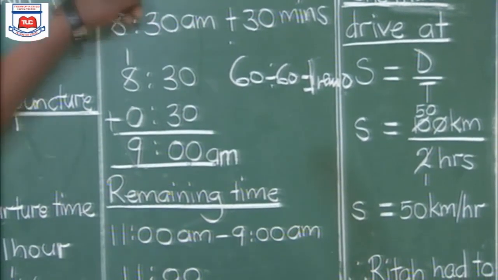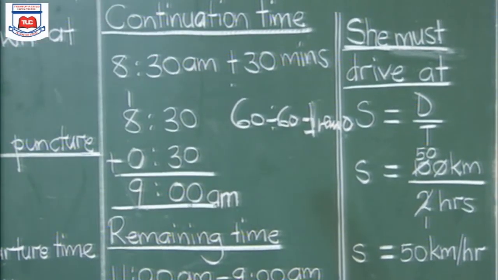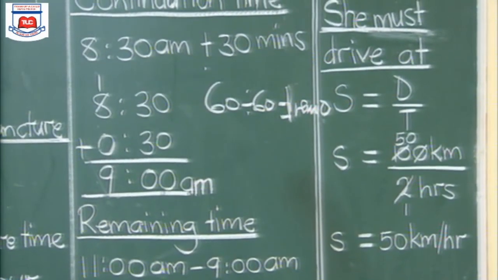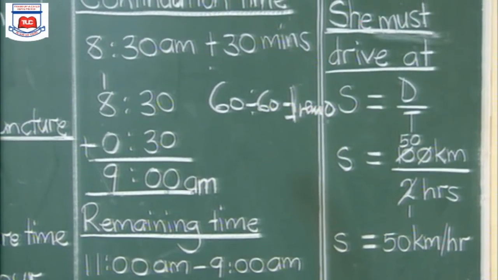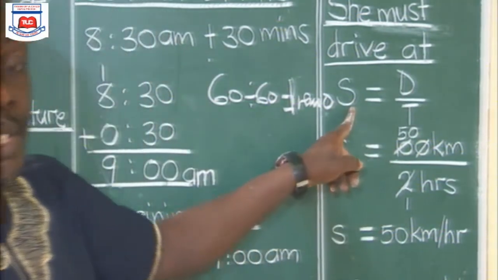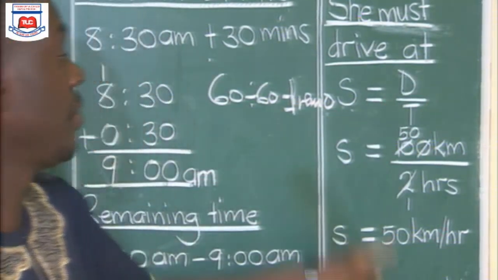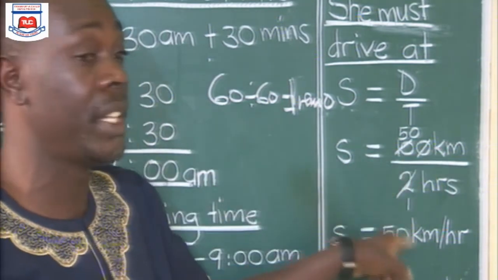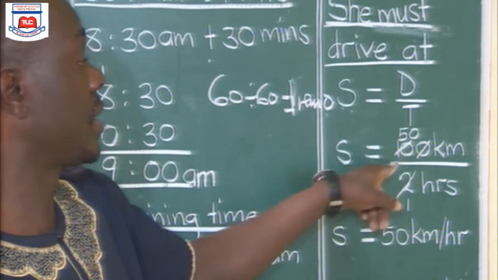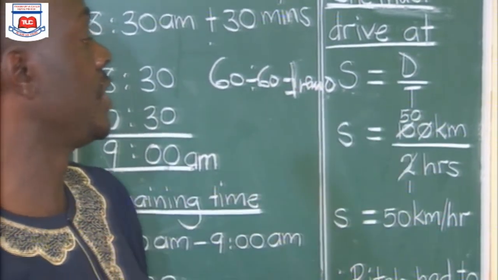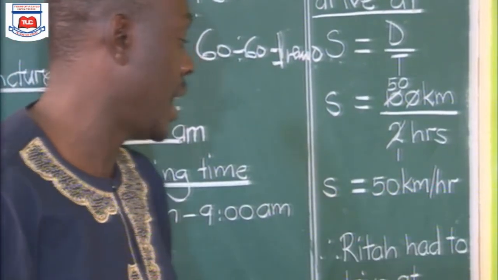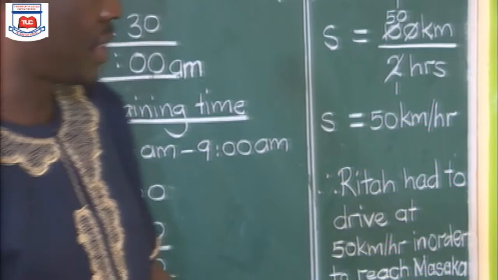And remember, the remaining distance was ascertained as 100 kilometers, and now the remaining time is 2 hours. They are the ones you are going to use to advise Rita on the speed at which she must drive. So find the speed. Speed is equal to distance divided by time, which is the remaining distance 100 kilometers and remaining time to reach Masaka town is 2 hours. Then divide by 2 once, divide by 2 is 5, and 0 divided by 2 is 0. She must drive at a speed of 50 kilometers per hour to reach Masaka town at 11 a.m.